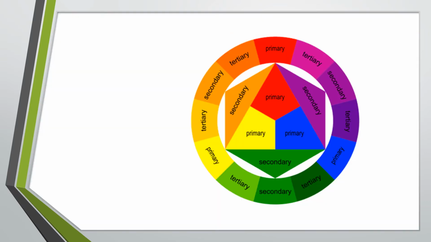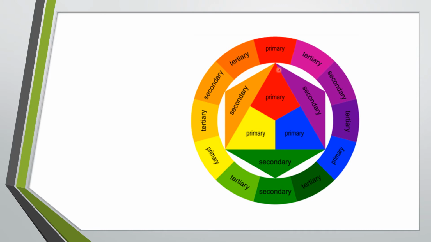There we go. So looking at our colour wheel again, if we remember what we were talking about, we have our primary colours in the centre. Red plus yellow equals a secondary orange. Then red plus blue equals a secondary purple. Yellow plus blue equals a secondary green. Then we can start to fill in our tertiary colours around the outside of this shape.